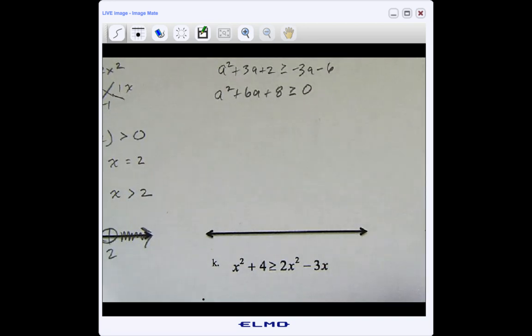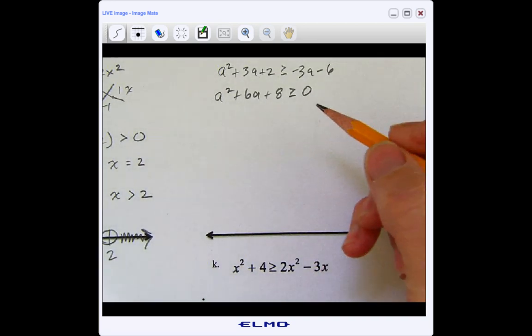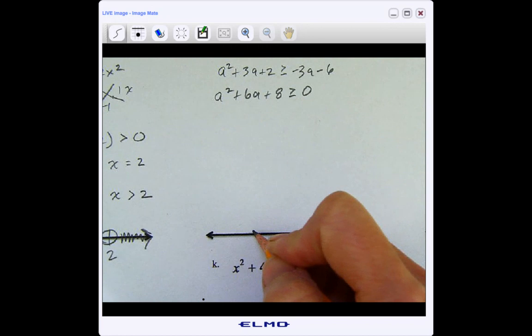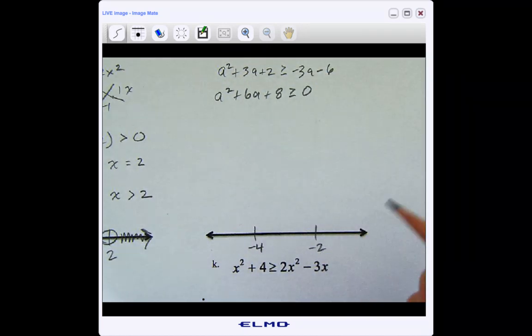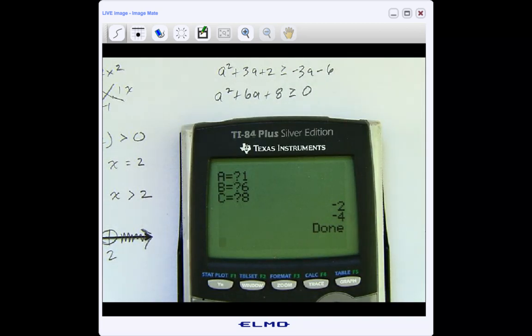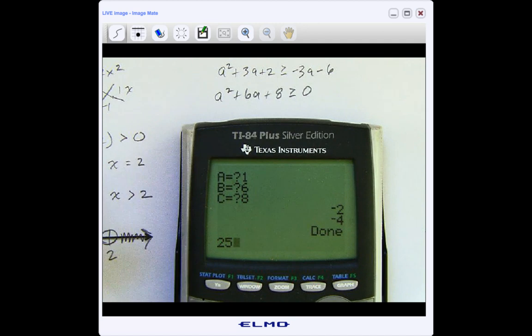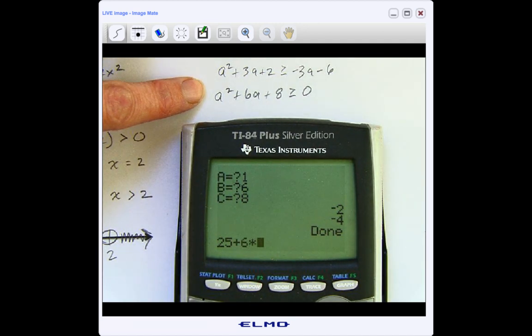Okay, so if A were equal to -2 or -4, that would actually be a solution. So I'm going to put closed circles on -4 and -2. But since it's an inequality and not an equality, maybe some of these other numbers should work. So let's see, would -5 work? If I do -5 squared, that's 25, plus 6 times -5 plus 8.